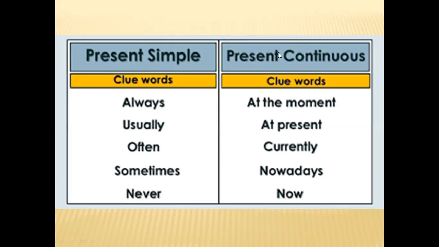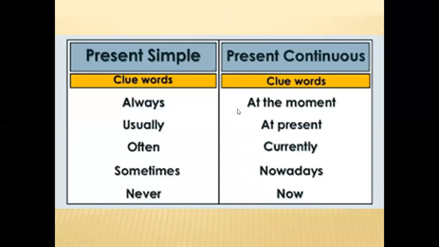On the other hand, we have present continuous. These are the time expressions that you're going to use with present continuous. At the moment, at present, currently, nowadays, now. Now is the most used. Now, right now, at the moment, at present. So in all the sentences where you see these, you're going to use present continuous.